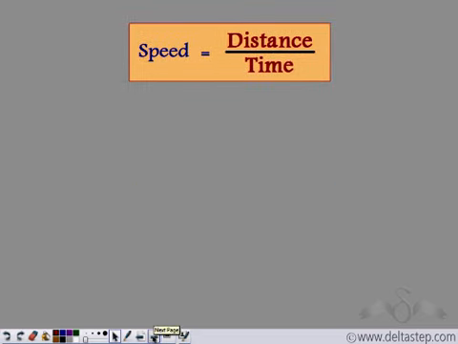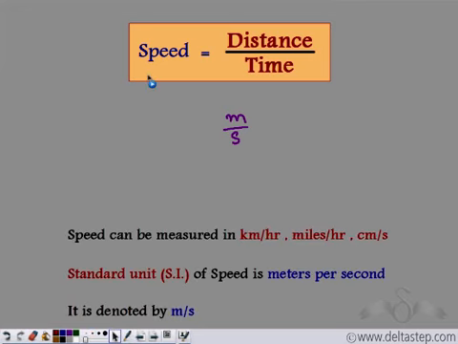So what should be the units for measuring speed? We know that the standard unit for measuring distance is meters. And what is the standard unit for measuring time? It is seconds. So it is meters by seconds. So meters per second tells us how much is the distance traveled per second. So it is distance traveled per unit time. So the standard unit of speed is m/s, that is meters per second.